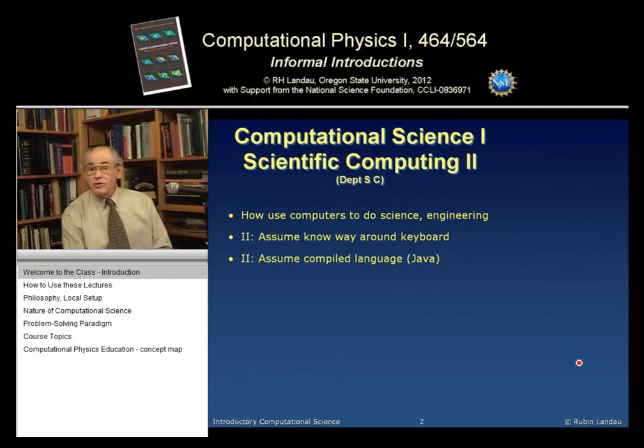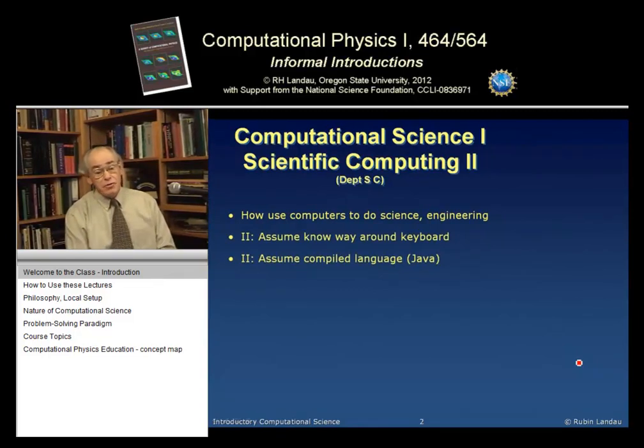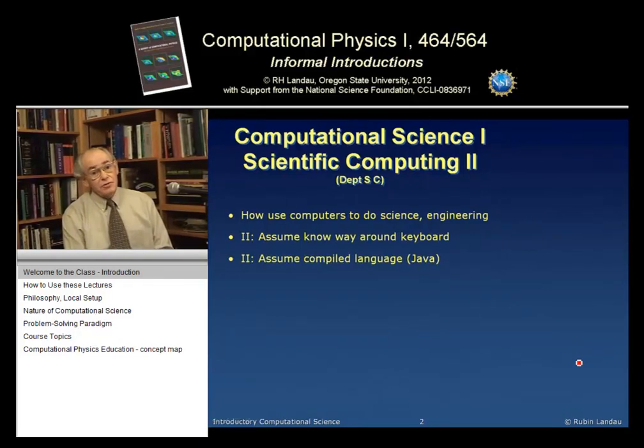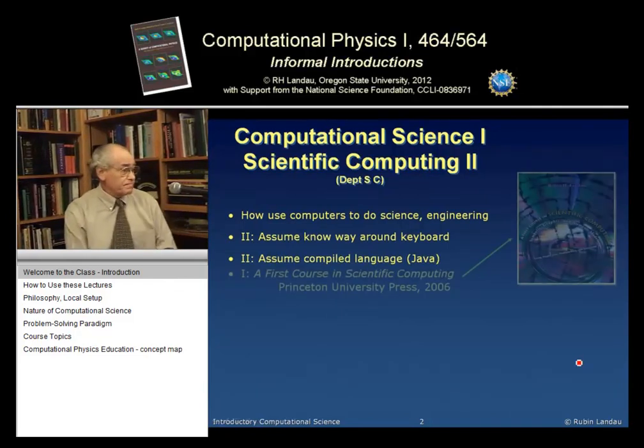It's the second course because we assume you know your way around the keyboard. We assume you know a little bit about operating systems, about shells, about running software. We also assume that you've learned someplace in your career, or you'll learn on your own very quickly, how to run compiled languages. This course is predominantly focused, at least when we speak about it here, on using Java. Other compiled languages are okay. We'll talk more about that shortly.